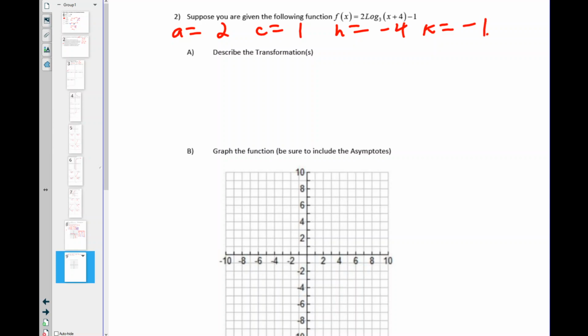So what's the first transformation? Vertical stretch of 2. You have to put the word vertical. You have to put stretch. You can put by a factor of 2. I'll just put 2. That's fine. Vertical stretch of 2. What else?